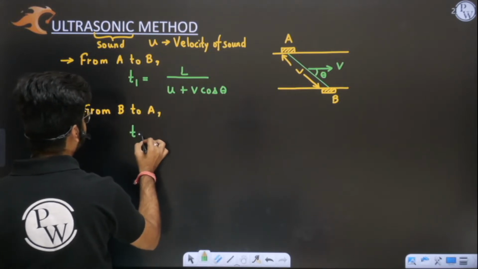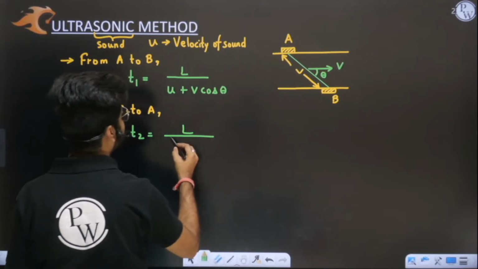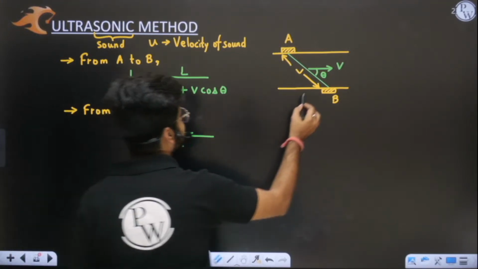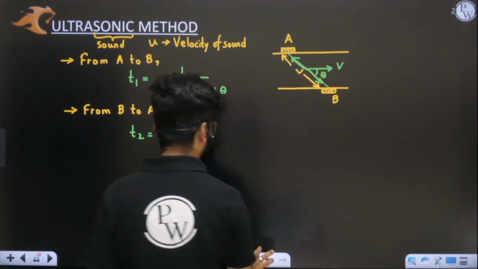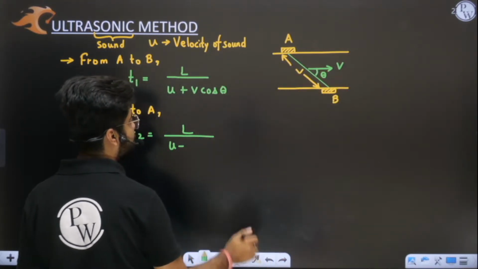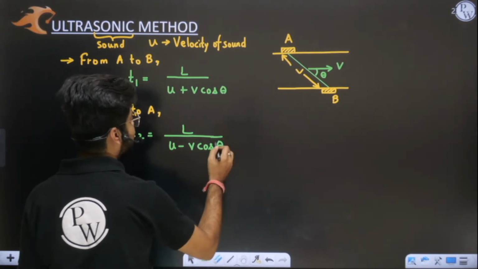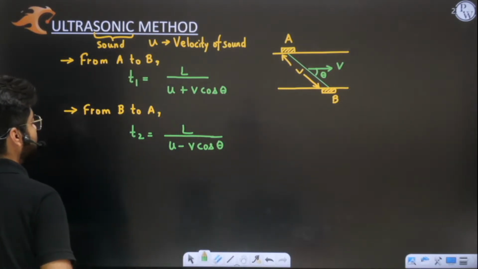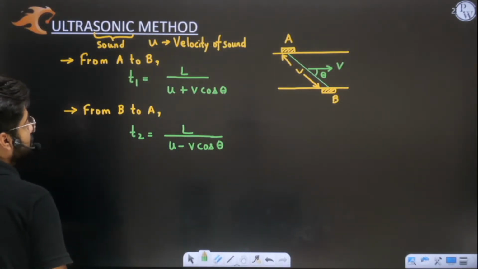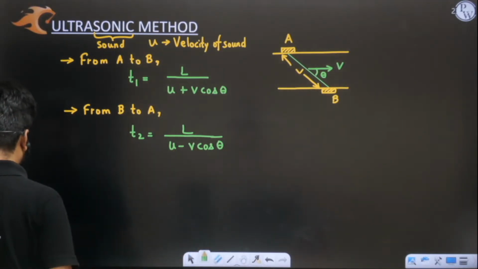When it travels from B to A, obviously the speed will be the speed of sound minus V cos theta. See, this is V cos theta, and this is minus V cos theta. When it has to travel back again, the flow will try to reduce the speed of your sound. So it will take more time to reach there.